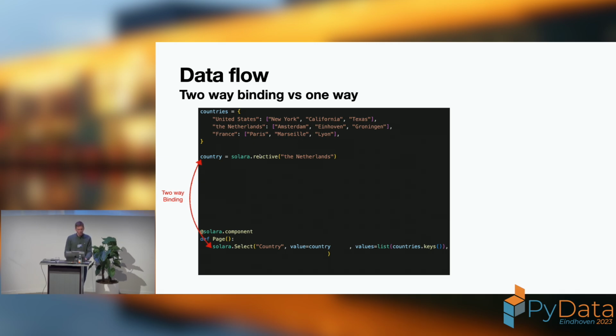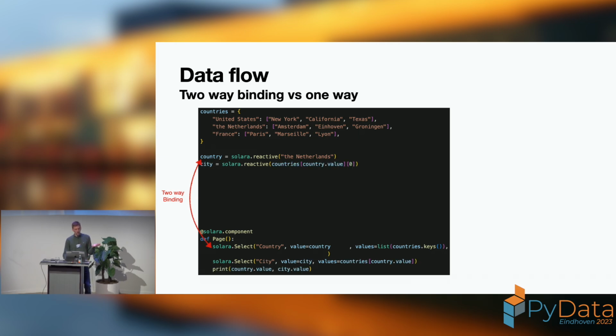So we have a reactive variable that tracks which country we selected. And we can what's called two-way bind this to a select, which usually renders as a drop-down. And you see we pass in a reactive variable, not a value, but a reactive variable. So now it's two-way bound. If I change country using a button and an event handler, the select will change. If I change the select, also the value changes. So they're locked together.